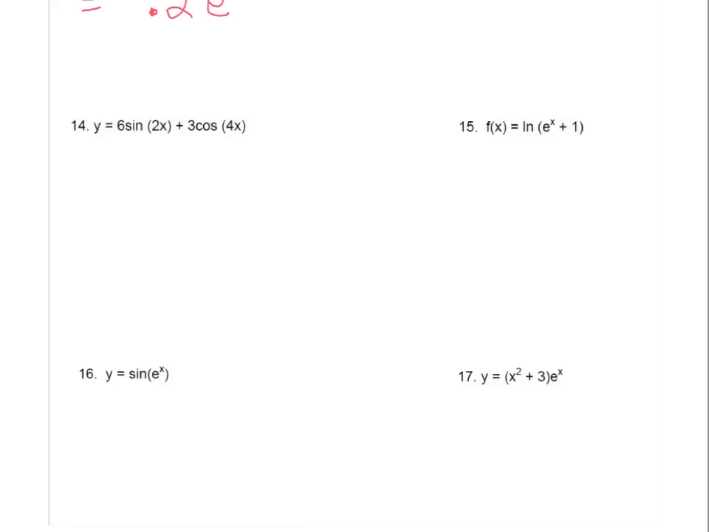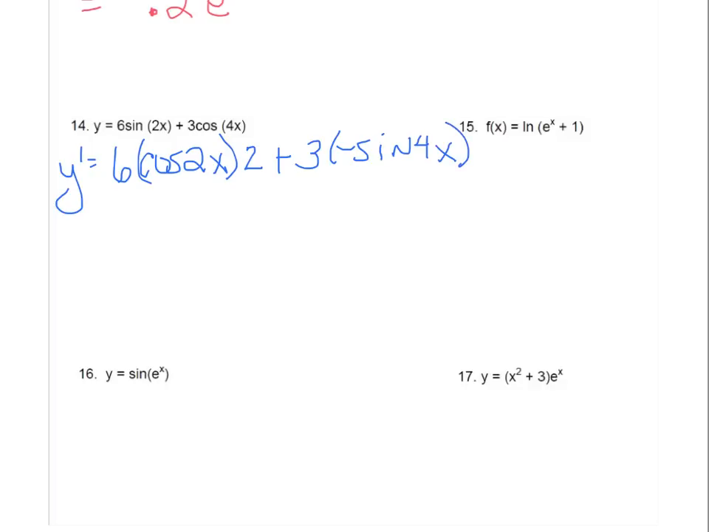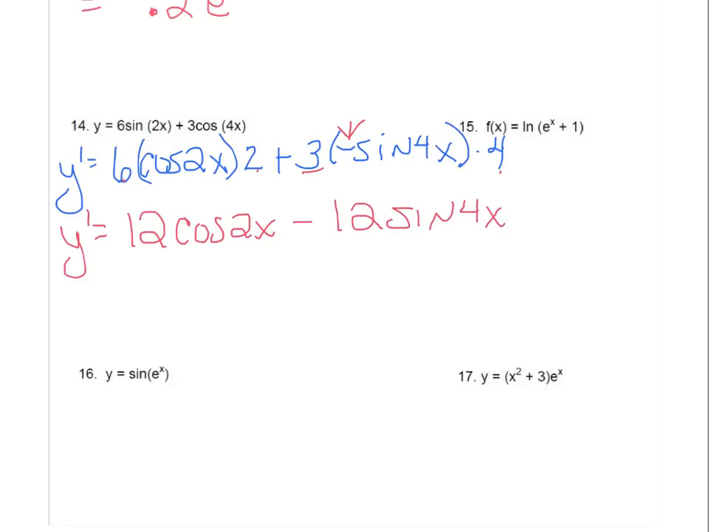Okay, so now for 14, coefficient stays, derivative of sine is cosine, and then times u prime, which is 2, plus the coefficient stays, the derivative of cosine is negative sine, times the derivative of 4x. So now we can combine algebraically. 6 times 2, that's 12 cosine 2x. And then we have negative 1 times 3 times 4, so that's minus 12 sine of 4x.